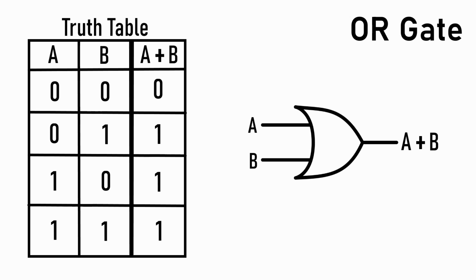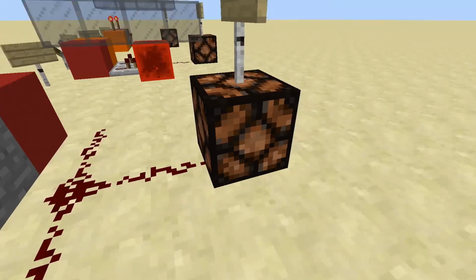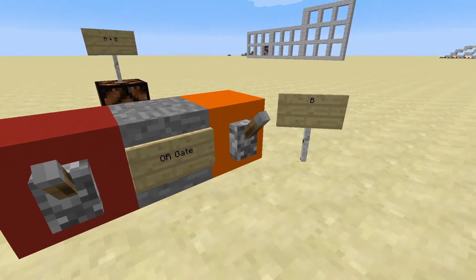These names aren't particularly important to understand the gate's functions, but they'll be useful later when we start employing these gates. This gate is actually the easiest one to make. We can just connect the signals together to make a 0 delay gate. This is because if either or both of the signals are on, the output will also be on.